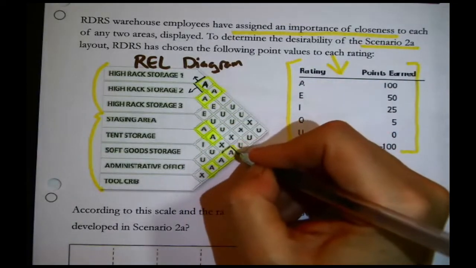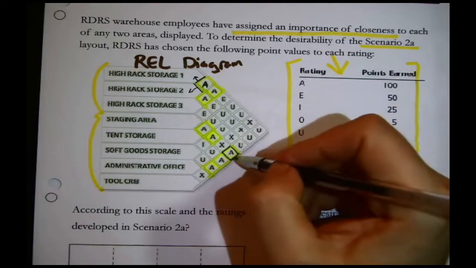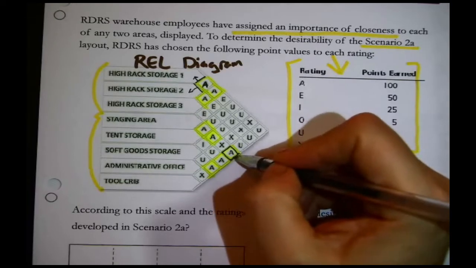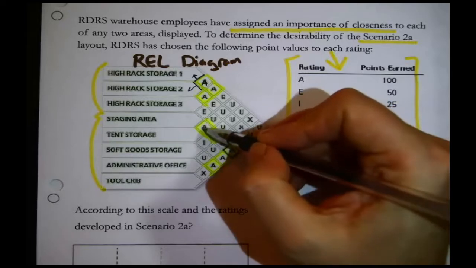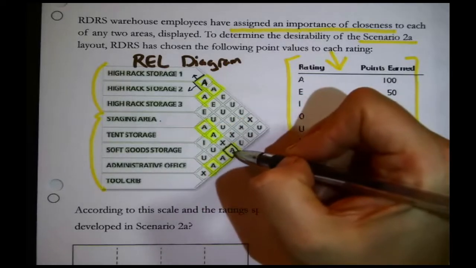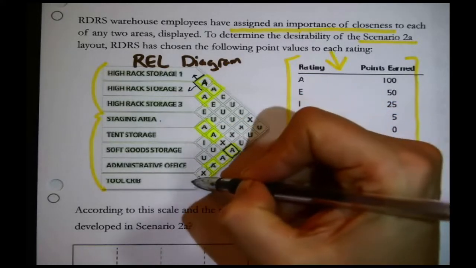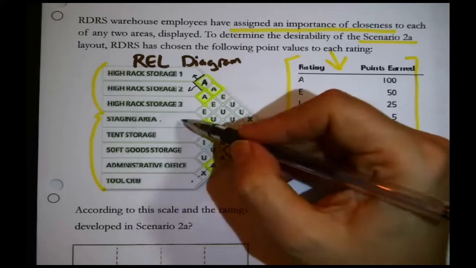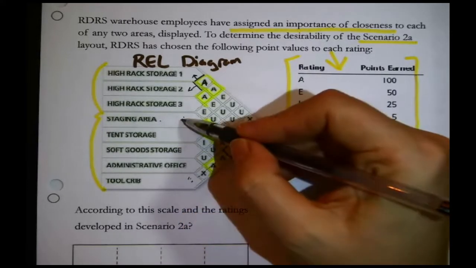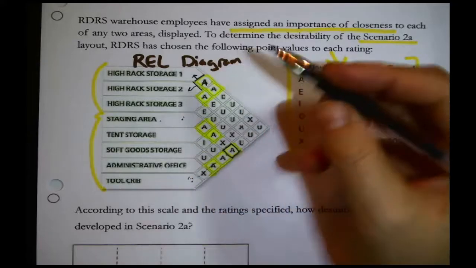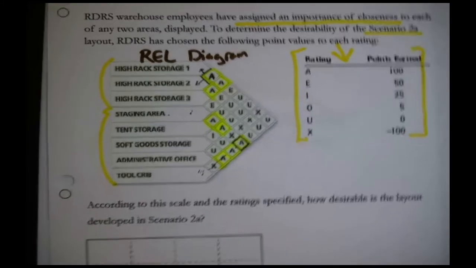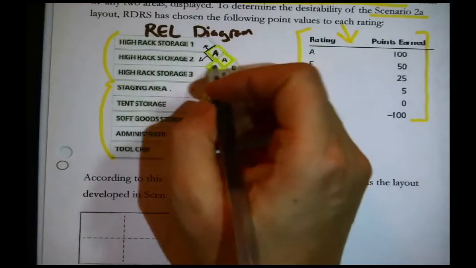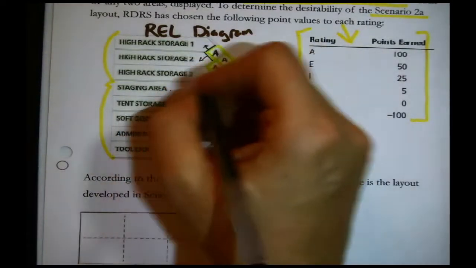This A right here is indicating that it's absolutely necessary, if at all possible, for, wait a minute, read it this way, go up. Well, that's staging area. Okay, and then read it this way, drop down, tool crib. Yes, it's of the highest level of importance that the staging area and the tool crib be together. So if you were piecing together a layout, one of the things that you might naturally do is actually start putting some of these A ratings together.